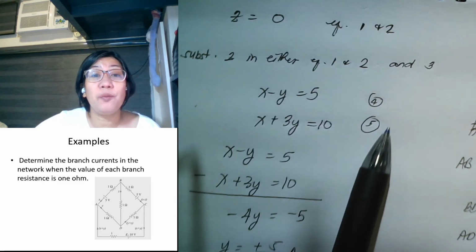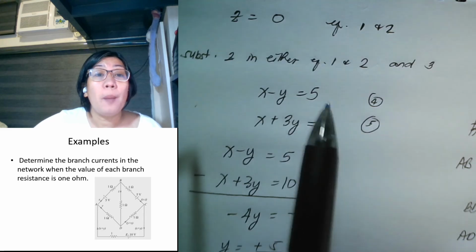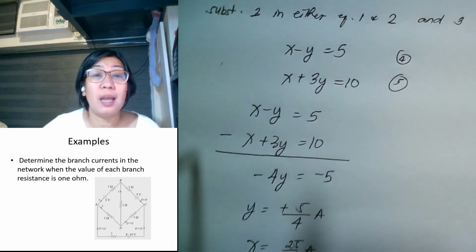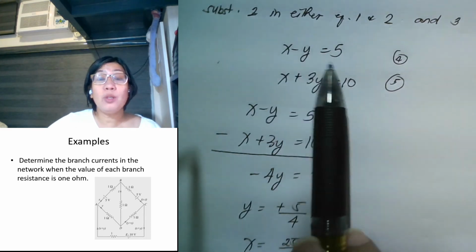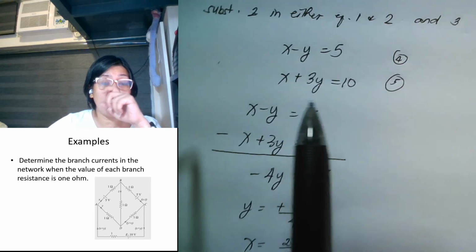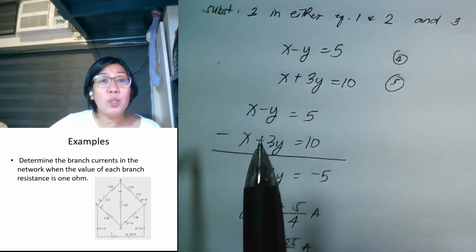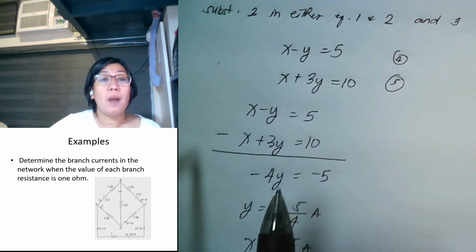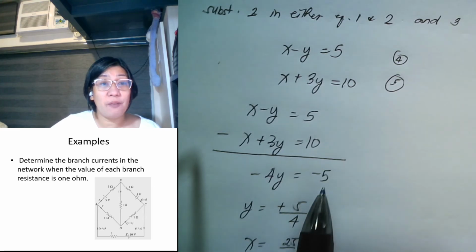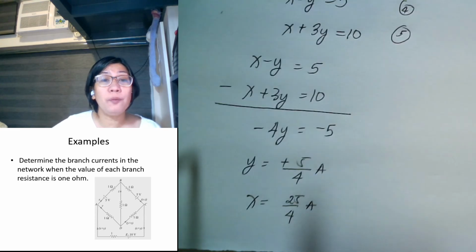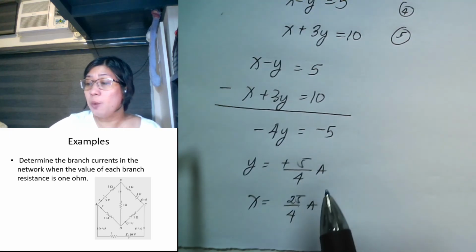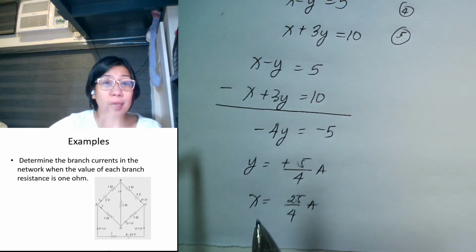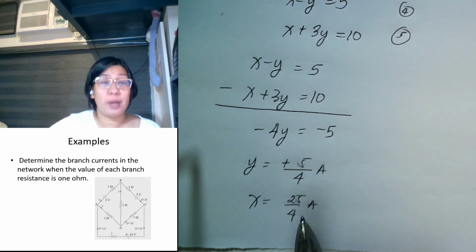So, let us call this the 4th and 5th equation. So this is just like algebra, we're just solving like this. X minus Y is equal to 5 and we have here X plus 3Y is equal to 10. By subtracting, we have minus 4Y is equal to negative 5. Okay, so we can solve for Y. Y is equal to 5 over 4 amperes. Then, substituting that into our equation, that will give you X is equal to 25 over 4 A.